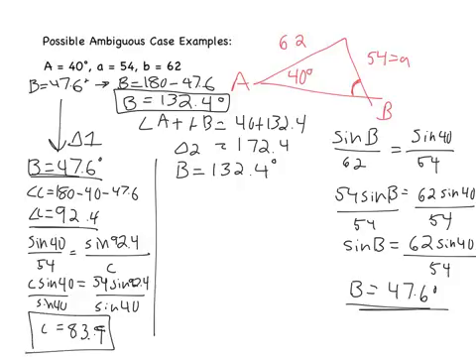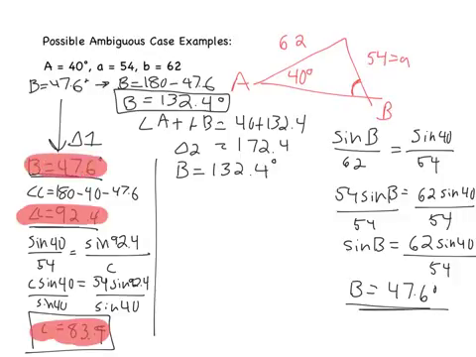So for triangle 1, I know side C is 83.9, angle C is 92.4, angle B is 47.6, and they already gave me angle A and side B. So there's my 6 things, my 3 sides, 3 angles. Now I need to switch gears and go to the other triangle. My other possibility here, triangle 2, as I have it written here.